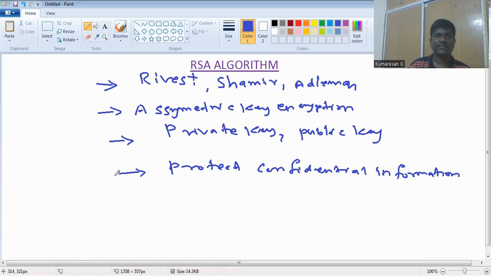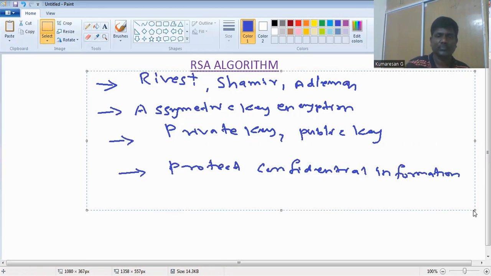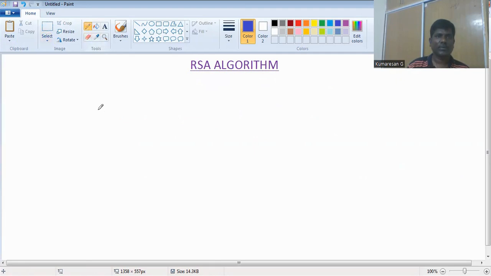Now let's see how the RSA algorithm works with a numerical example. Let's see step one. What is step one? We need to consider two large prime numbers.